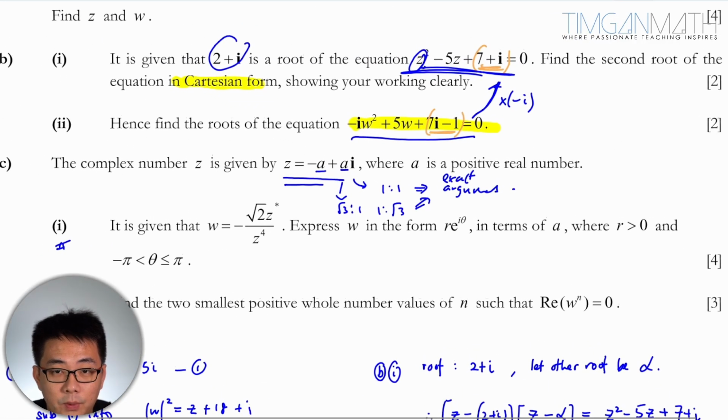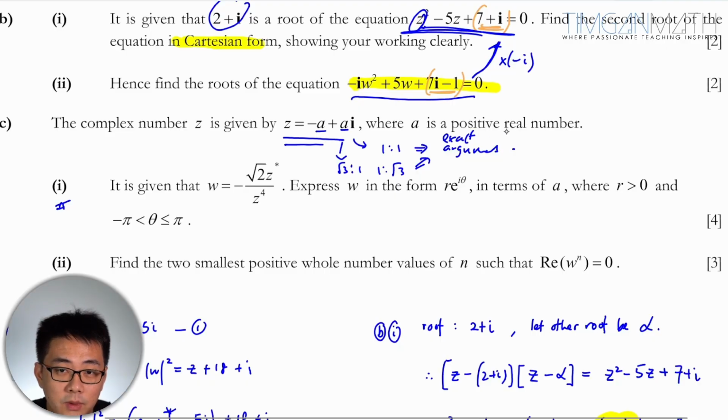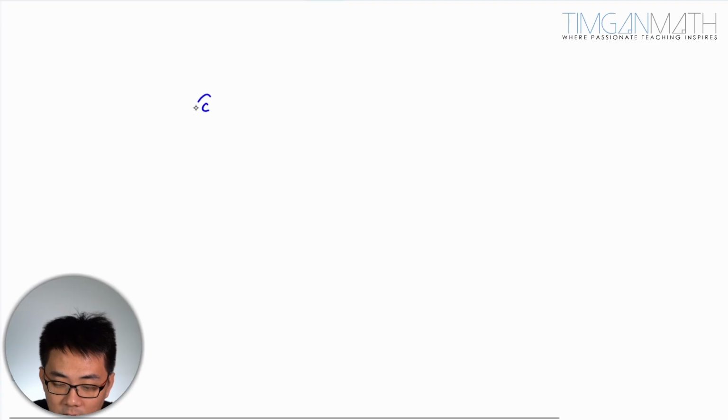Now after which, a is a positive real, so we don't need to worry. We know which quadrant this complex number is in. So it's given that w is this, express w in this form. Okay, great. I'm just going to find out what is the argument for z first, before I even start. So z is equal to minus a plus ai.